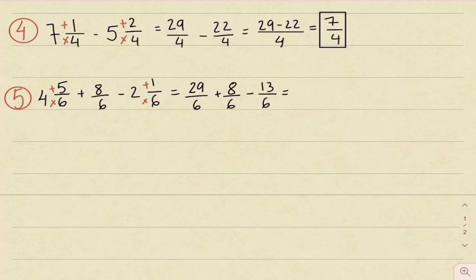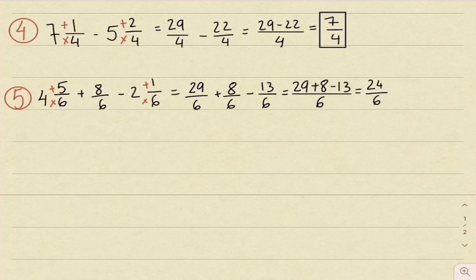Now I have three fractions with the same denominator. I'm going to keep that denominator and then add or subtract the top. 29 plus 8 minus 13. 29 plus 8 is 37, minus 13 is 24. So I have 24 over 6.